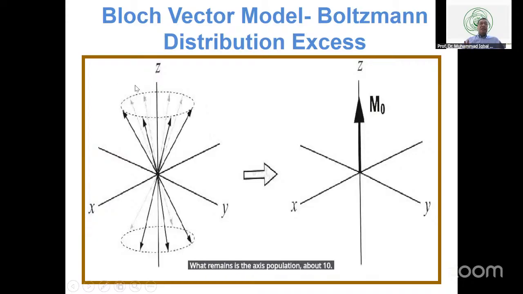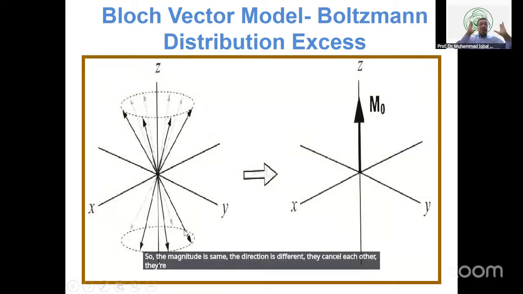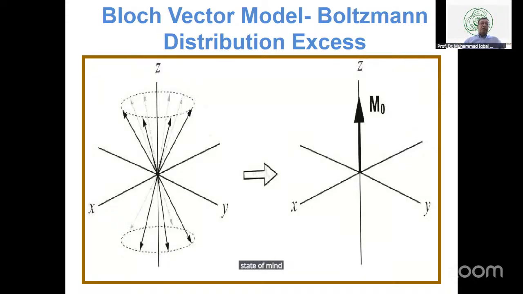And since they are all oriented towards one direction, you can represent them by a bulk vector. This is simple vector statistics. You know vectors have direction and magnitude. So the magnitude is the same, the direction is different, they cancel each other, they're gone from your state of mind. What remains is an excess, a distribution excess, okay?